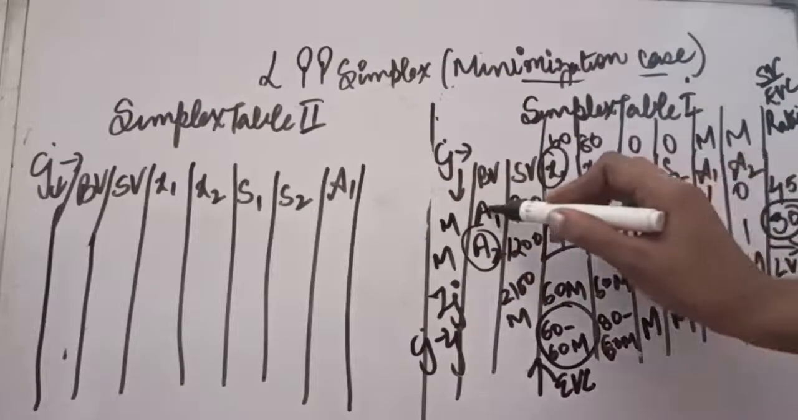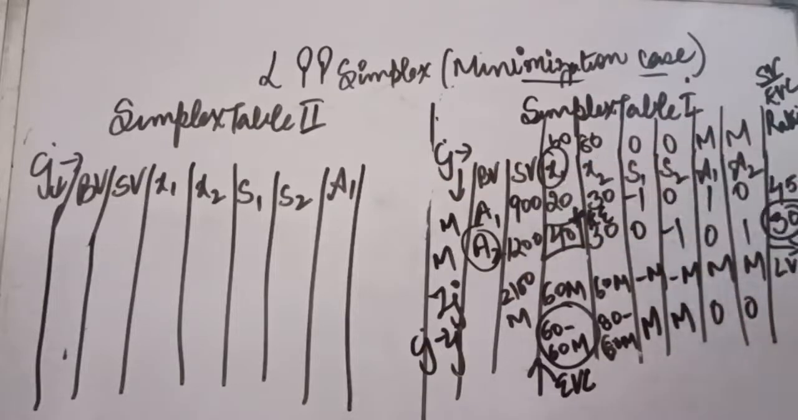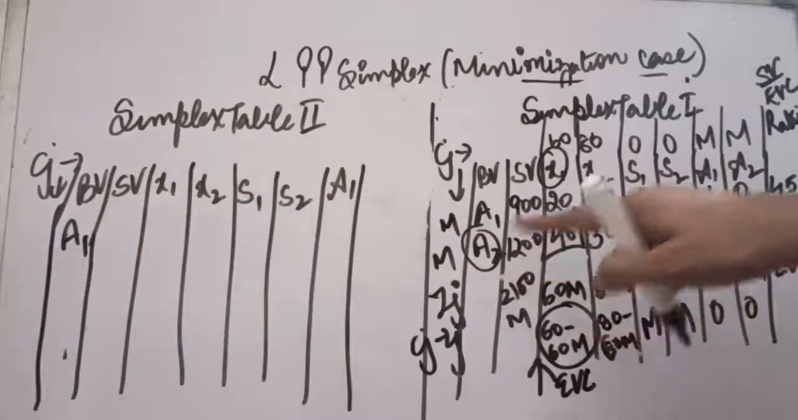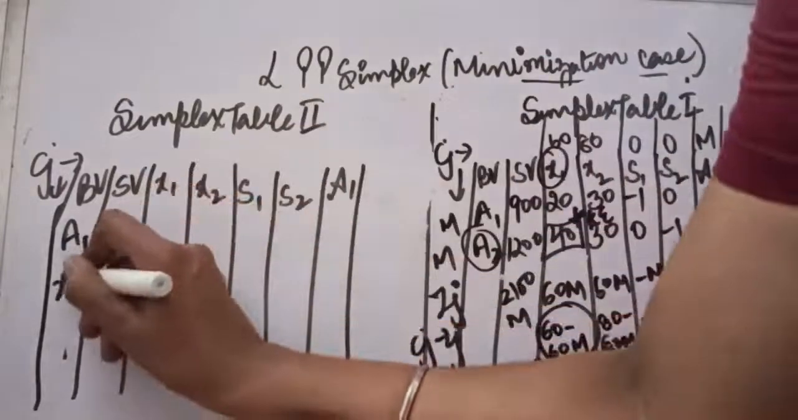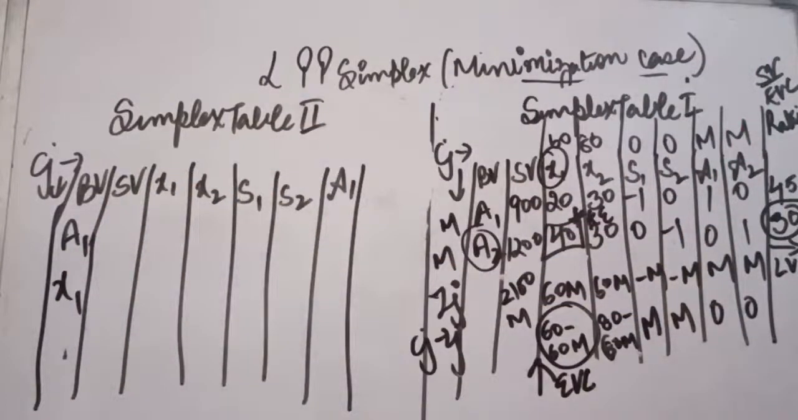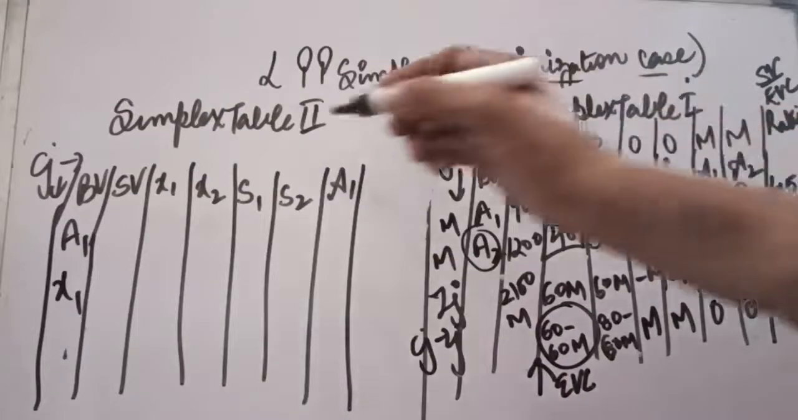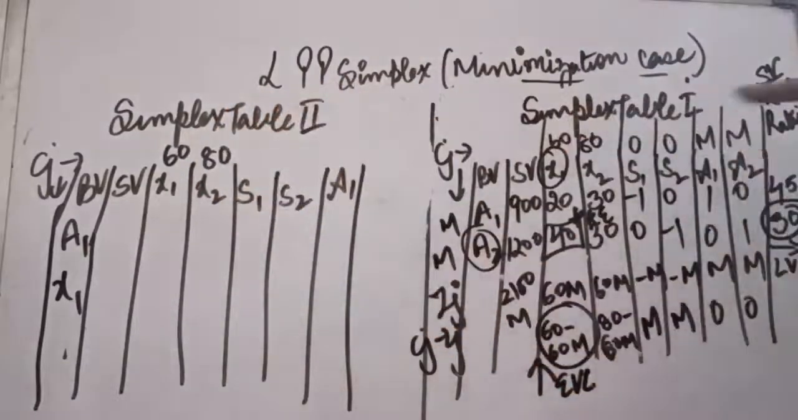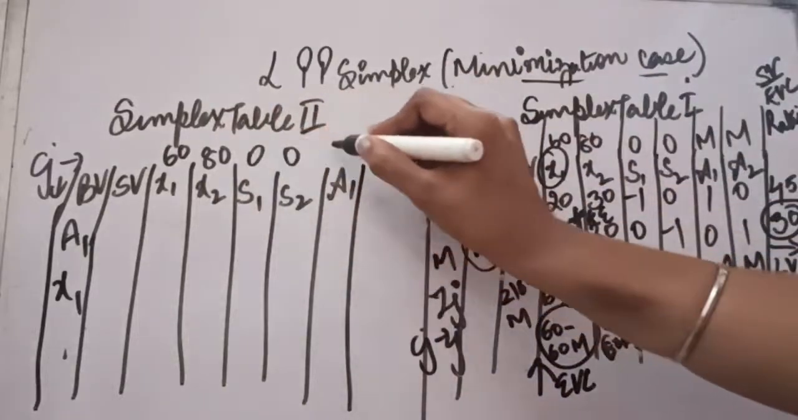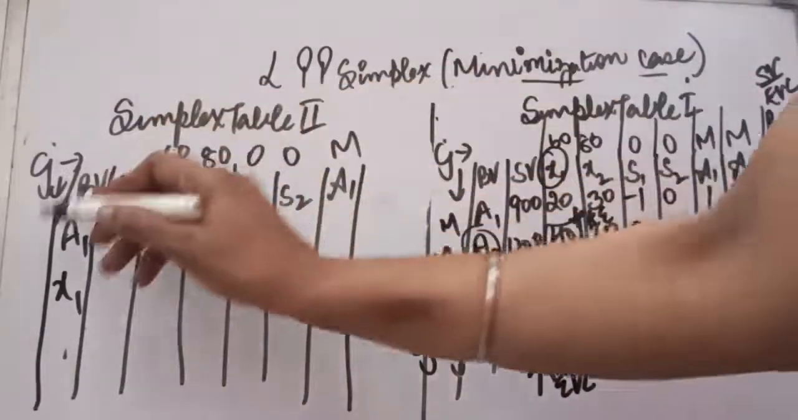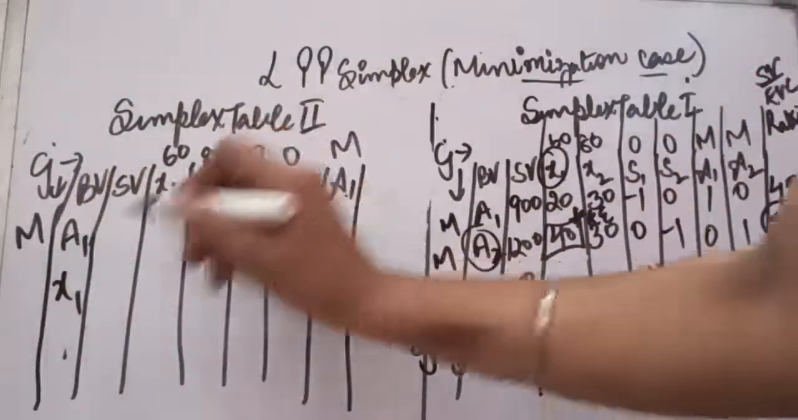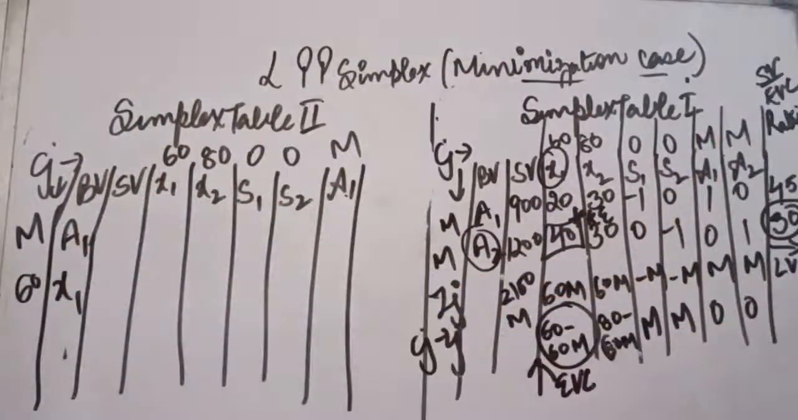Now the first row, no change is there, so a1 will be at its own place. But in the second row a2 is going and x1 is entering, so here x1 will be written. Now the above minimize z will remain same, 60, 80, 0, 0, m. The same Cj is coming on this side. For a1 the value is m, for x1 the value is 60. So we will just put the values as required.